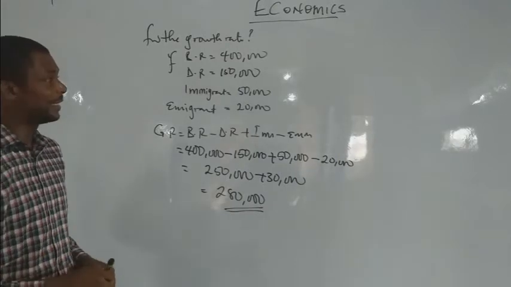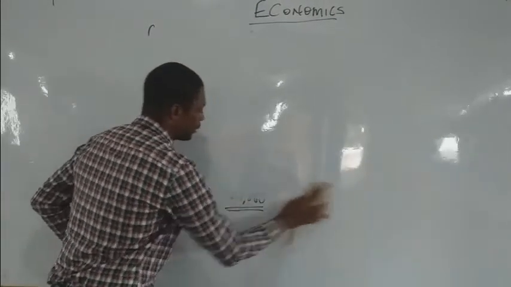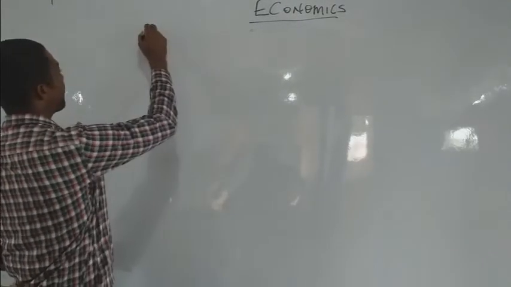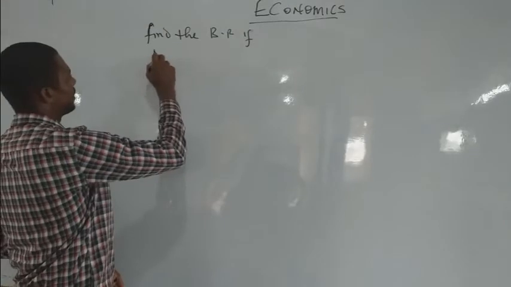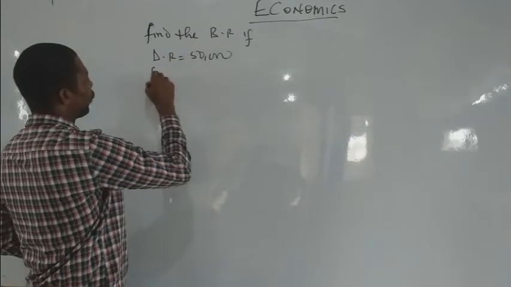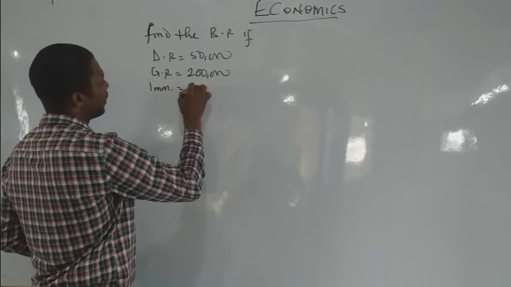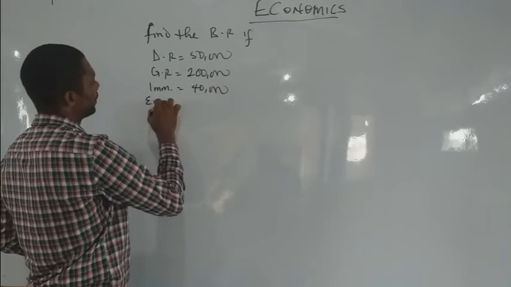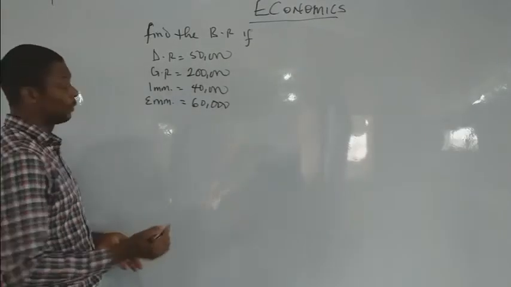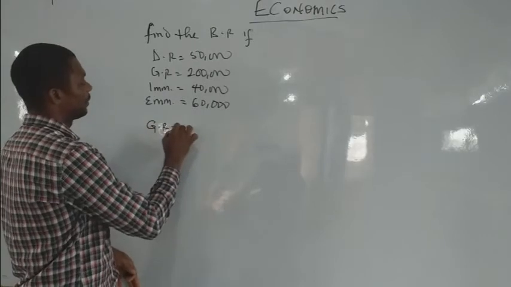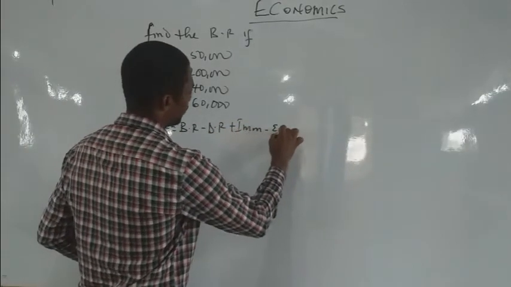If you are given a question like this, you can look it up, summarize it, or check it out your own way. Say you are asked to find the birth rate, given that the death rate is 50,000, the growth rate is 200,000, immigrants are 40,000, and emigrants are 60,000. Apply the formula, and don't forget it: growth rate is birth rate minus death rate plus immigrants minus emigrants.